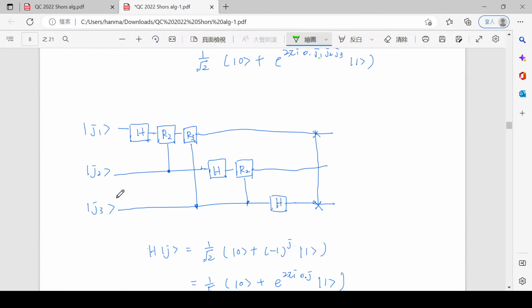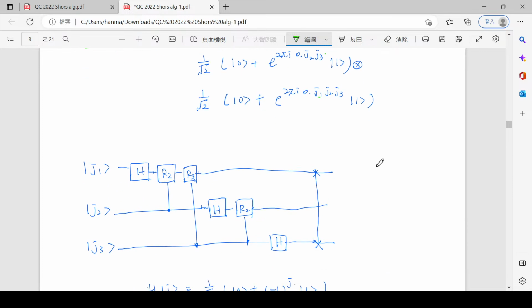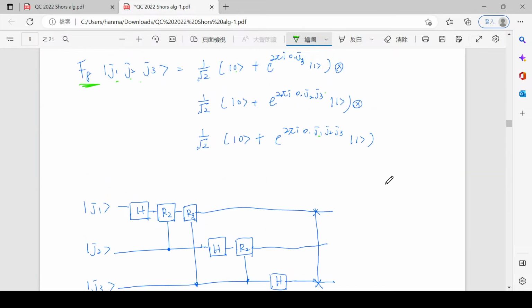And the circuit will look like this. For the first qubit, you will do this Hadamard, and this Hadamard will be responsible for adding this 0.j1 here. Then this R2 will add this j2 here, and R3 will add this j3 here.